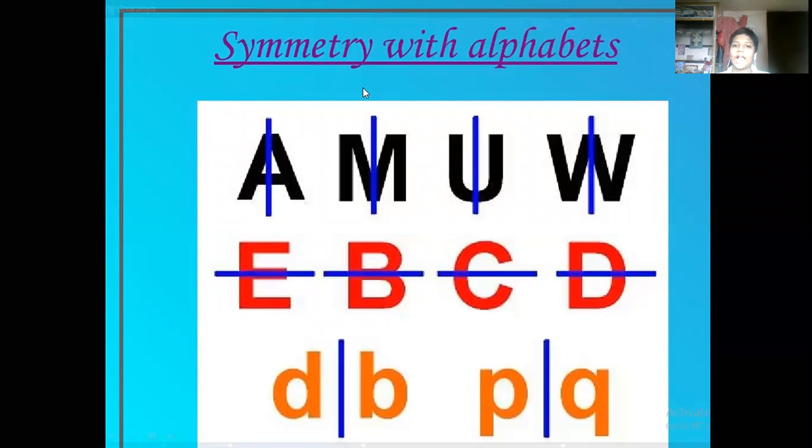So, symmetry with alphabets. Why can't alphabets have symmetry? Alphabets also can have symmetry. See, A has one line of symmetry. M, one line of symmetry. U, vertical line of symmetry. W, vertical line of symmetry. E, horizontal line of symmetry. B, like that. All the letters will be there.